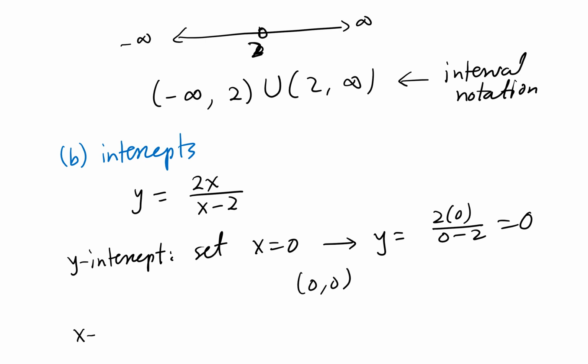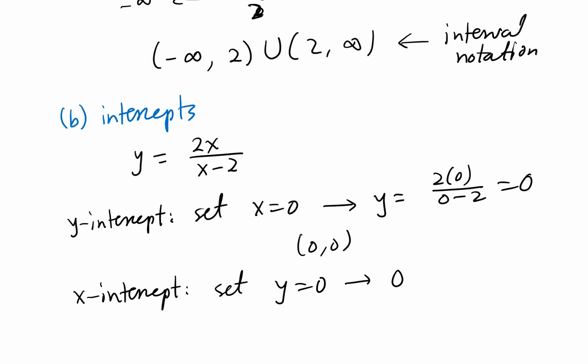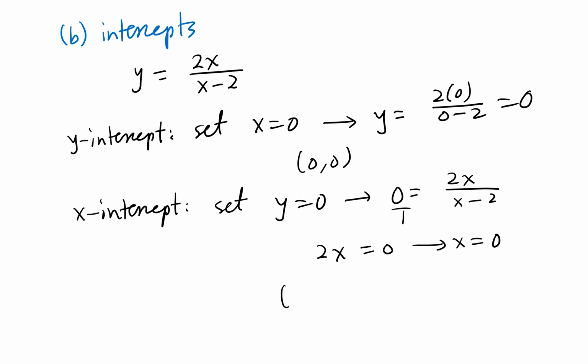For the x-intercept, we set y to 0. When you set y to 0, 2x over x minus 2 equals 0. Cross multiply, so 2x is 0, x is 0. That gives me the same point. So the graph of this function is going to go through the origin.